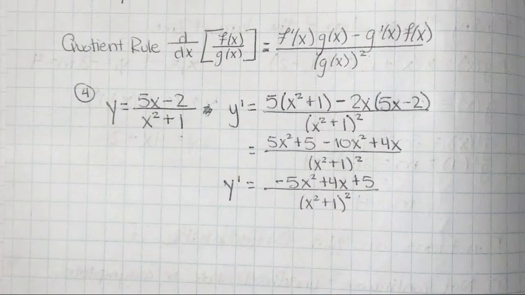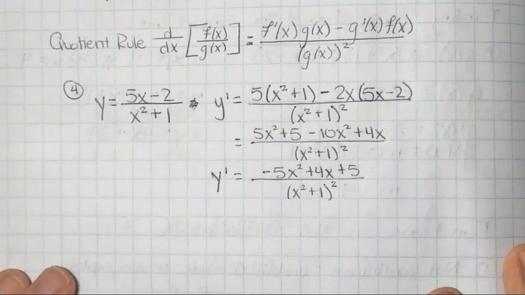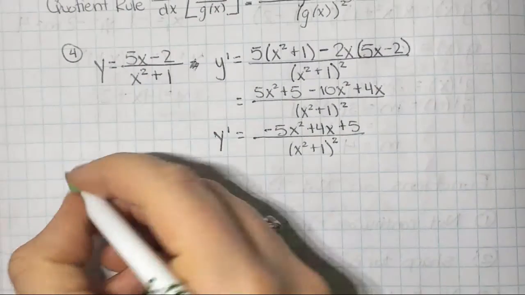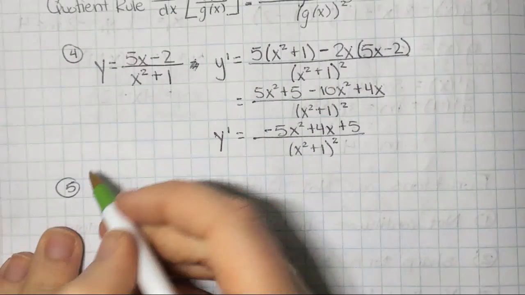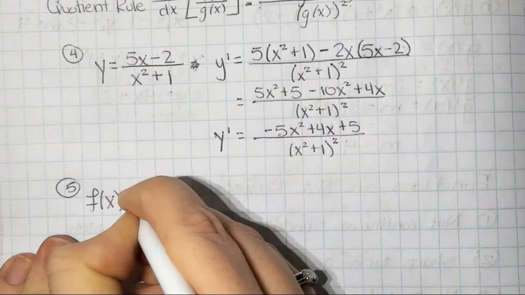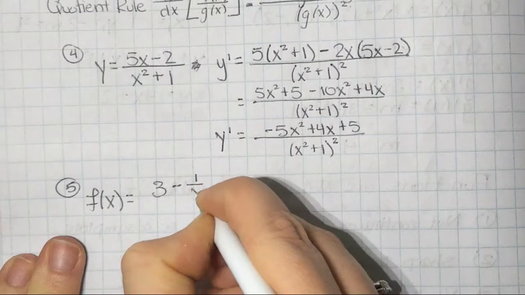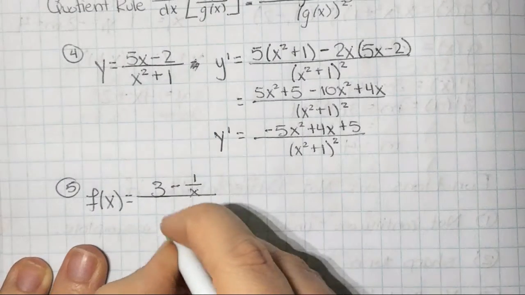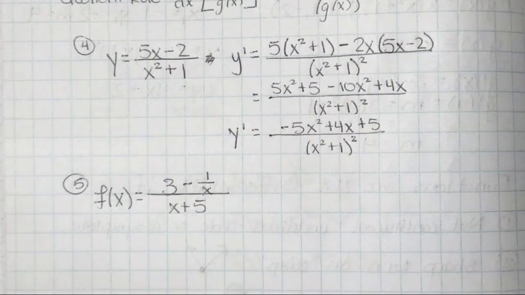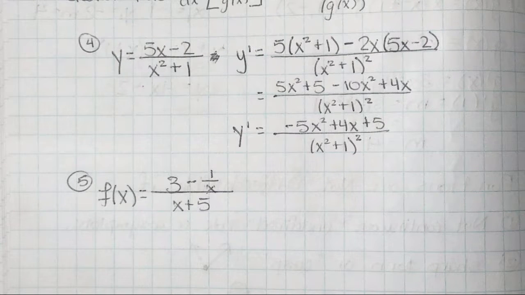All right. Let's make it ugly. Let's make it a little ugly. So, here's example 5. Remember, you have to get through 7 of them. So f of x is equal to 3 minus 1 over x, all over x plus 5. I have just made it super, super, super ugly. I know. I really did.